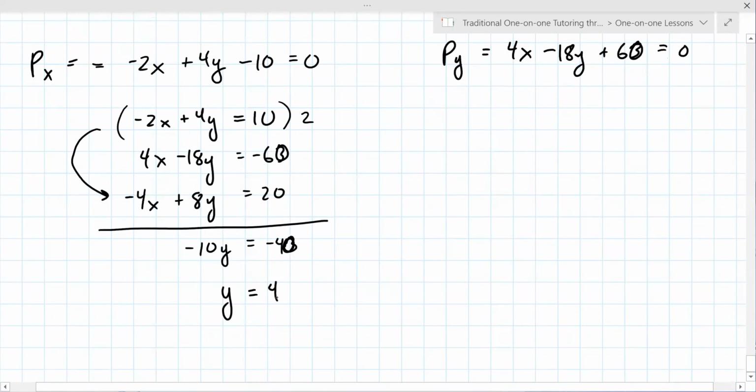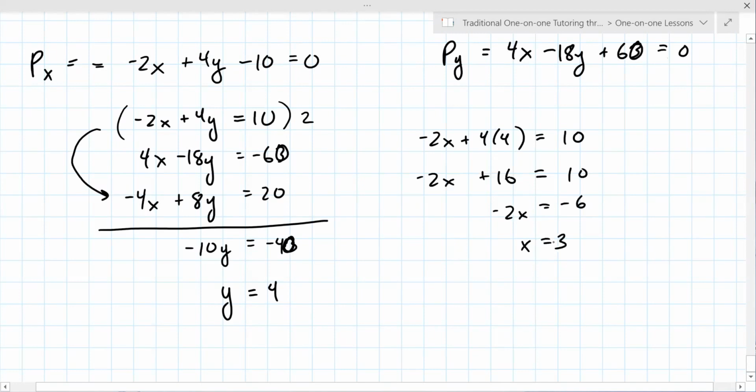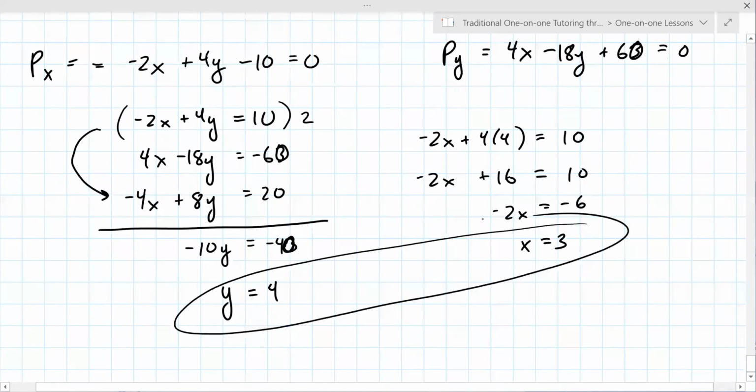So now you go back and get x. We'll just use this first equation. Minus 2x plus 4 times 4 equals 10. Minus 2x plus 16 equals 10. So minus 2x equals minus 6, x equals 3. And you should be on the lookout for nice numbers when you're doing this, because these are textbook problems. They're supposed to work out nice.